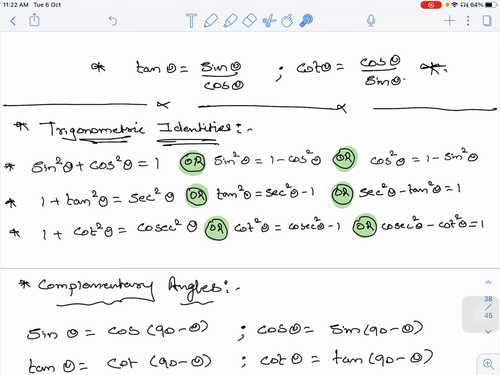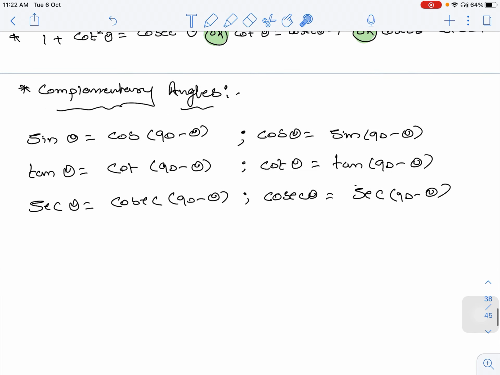cosec square theta. Then we have seen the next part, that is complementary angles. Sine theta can be written as the complement of cos, that is sine theta equals cos 90 minus theta. Similarly, cos theta equals sine 90 minus theta. Tan can be written as cot 90 minus theta. Sec can be written as cosec 90 minus theta.